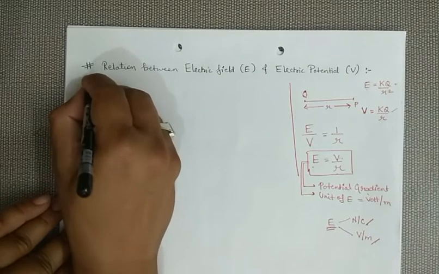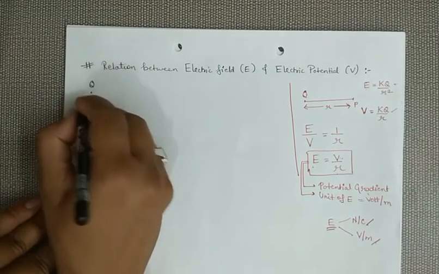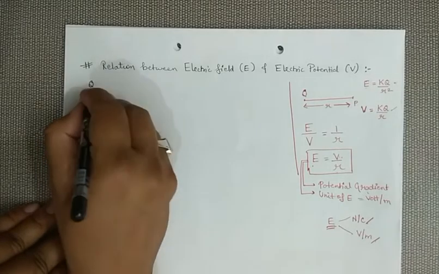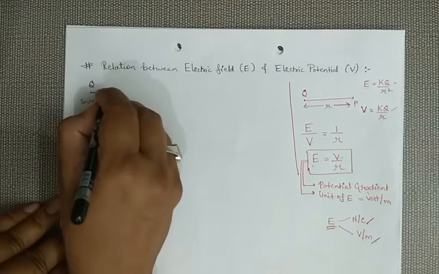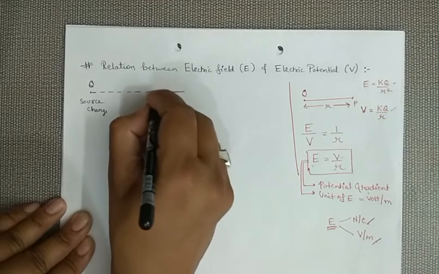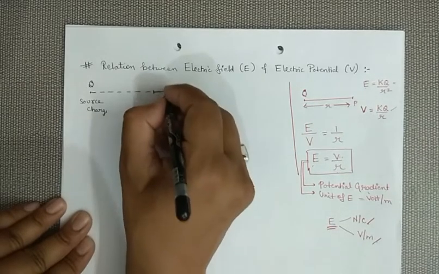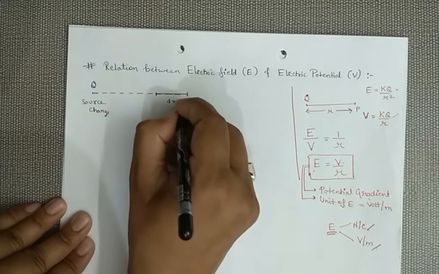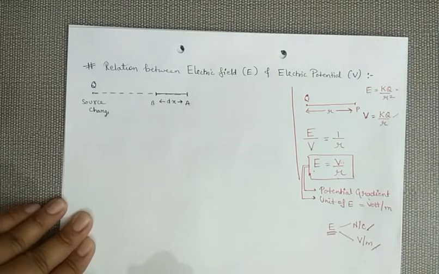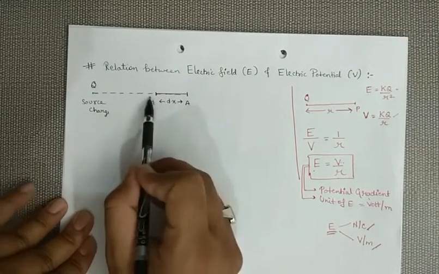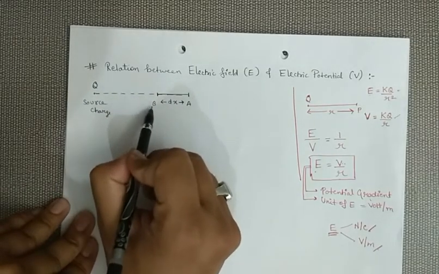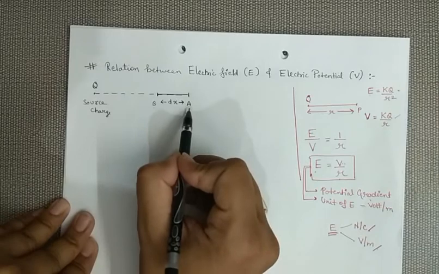Suppose this is our source charge. And I have taken a segment, let the length of this segment be dx. Point B and point A. Now see, from B and A, we can easily say point B is close to the charge. So B will be at high potential and A will be at low potential.